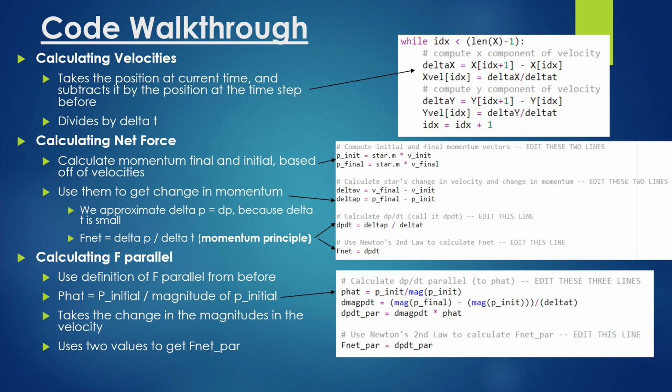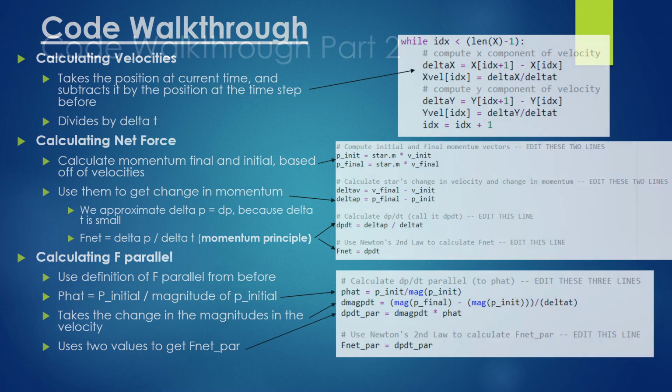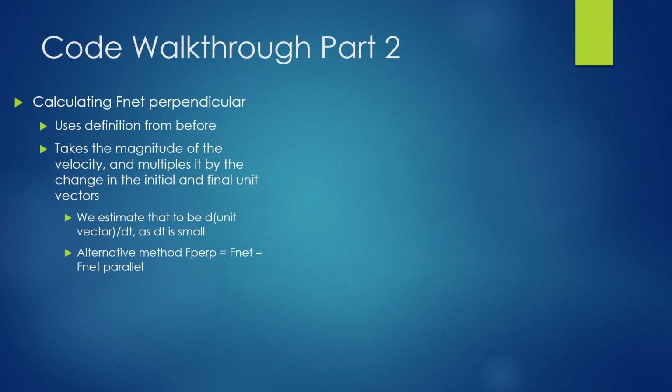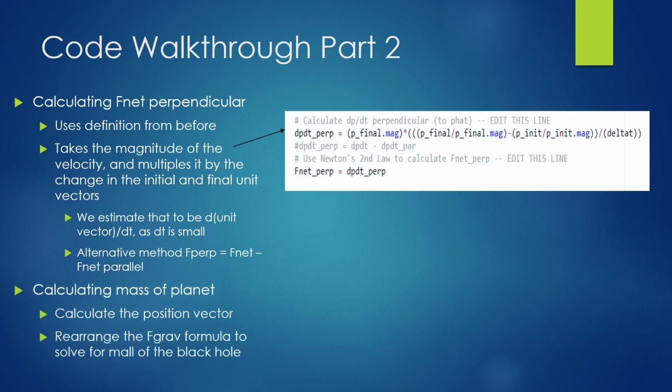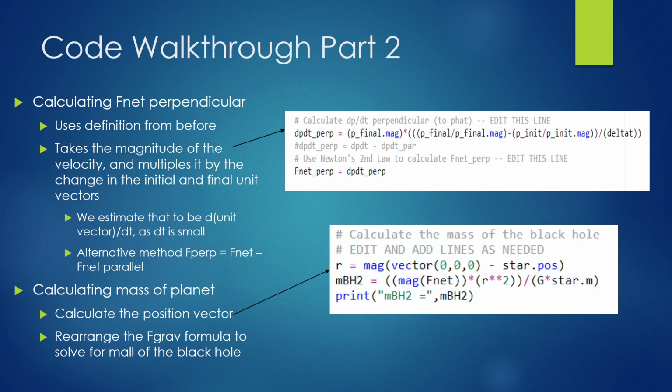As you can see here, it calculates p hat, it takes the magnitude of momentum, and then dp over dt parallel is the change in magnitude of momentum times p hat. Now calculating Fnet perpendicular uses the definition from before and takes the magnitude of momentum and multiplies it by the change in the initial and final unit vectors. And we estimate that to be d unit vector over dt, as dt is small.